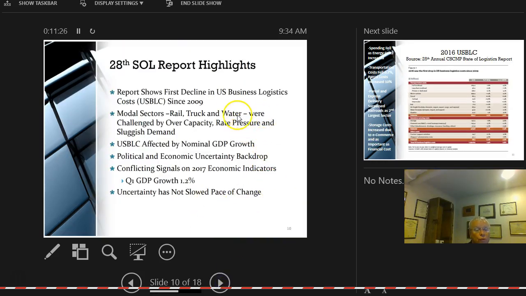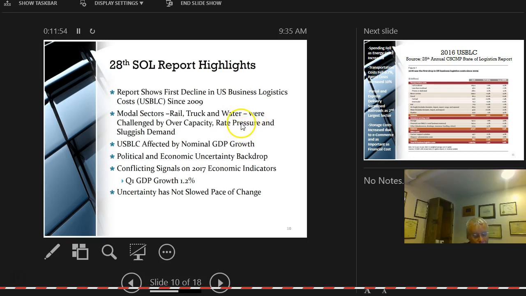So what we're seeing here is, for the first time, a decline in U.S. business logistics costs since 2009. That's the recession, of course; the height of the recession was 2009, and it has been relatively level up until this last year, and then there was a slight drop. It's only 34 basis points, but there was a slight drop in 2016.